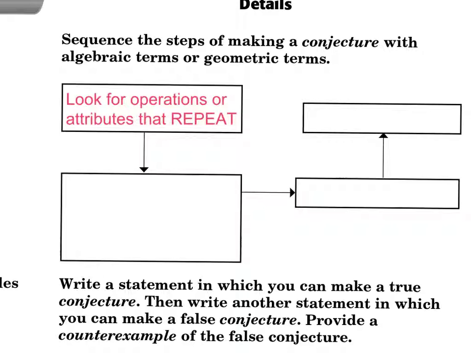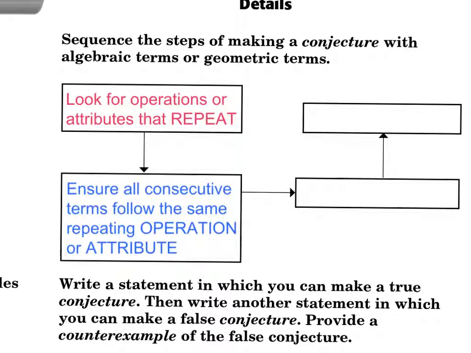Then next, we ensure all consecutive terms follow the same operation or attribute. So if we think we figured out the pattern, like say we think, okay, every single time it's times 3 and subtract 1, we're going to make sure that that pattern continues throughout all the remaining items in that sequence. Then what we're going to do next is make a conjecture.